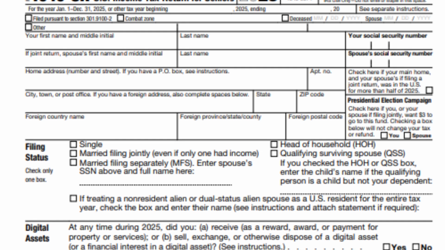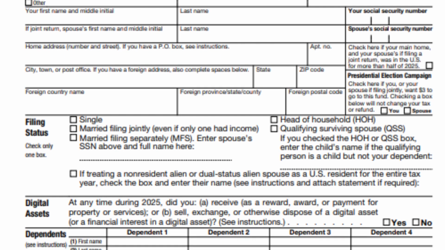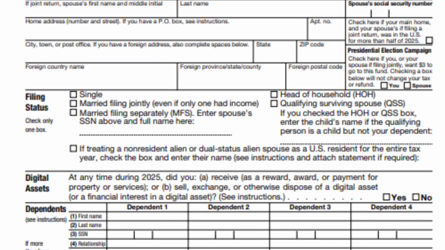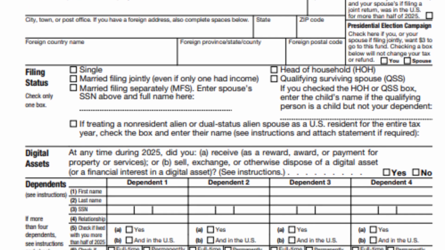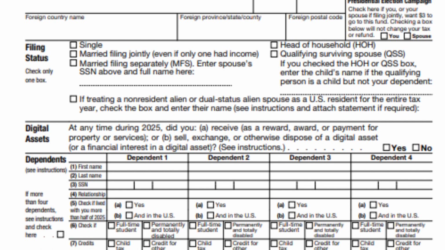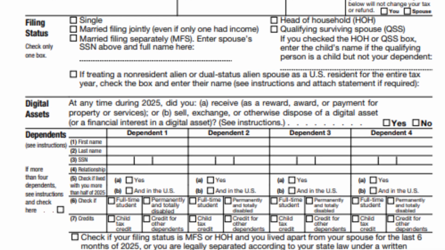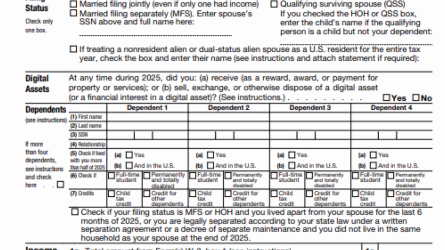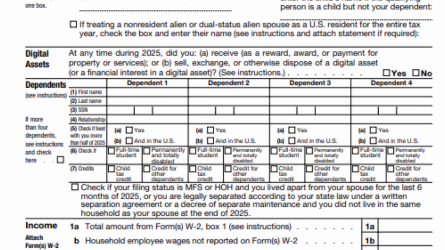Step 1 is to enter your personal information. At the top of the form, fill in your full legal name, social security number, and address: street, city, state, zip code. If filing jointly, include your spouse's name as well.